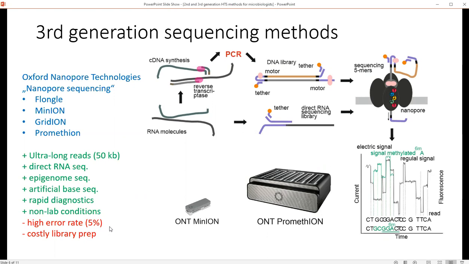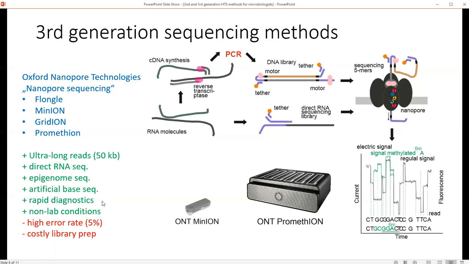So the benefits of this method are extremely long reads. The average size is 50 kilobases in very experienced labs, and in case of very high quality DNA, and in literature there are reports of up to 2.3 megabase reads. Nanopore also supports direct RNA sequencing, for which there are separate kits. It also supports epigenome sequencing or detecting those methylation and modification to bases. It also enables detection of other artificial bases, such as bromo group linked deoxyribonucleotides.